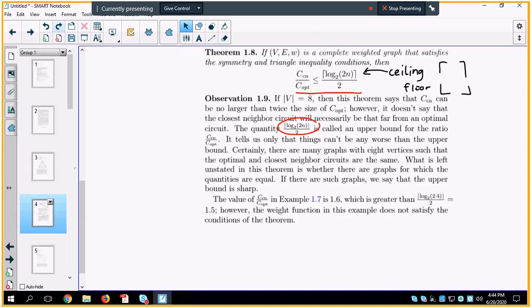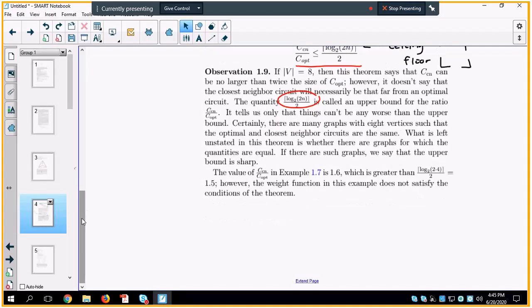If there are such graphs, then we would say that the upper bound is sharp. That's the terminology we would use. The value, you might notice, in one of the previous examples that we did was larger than this upper bound. Why is that true? Because the graph that we did that on didn't satisfy the conditions of symmetry and triangle inequality. So this will only apply under those certain conditions.